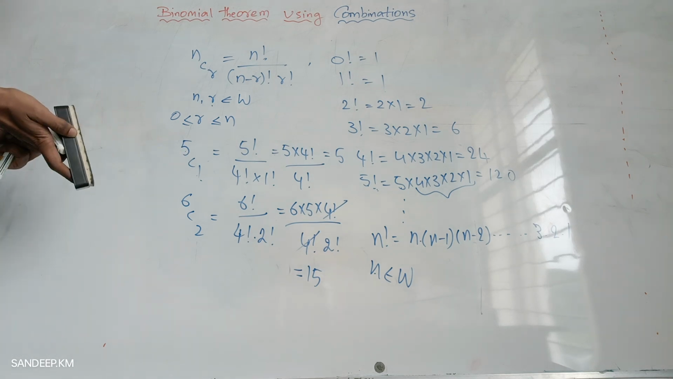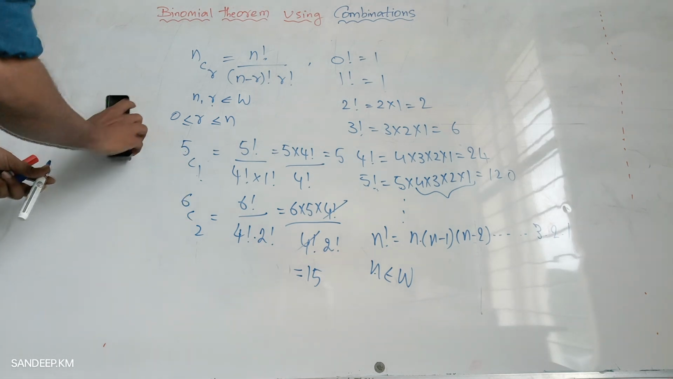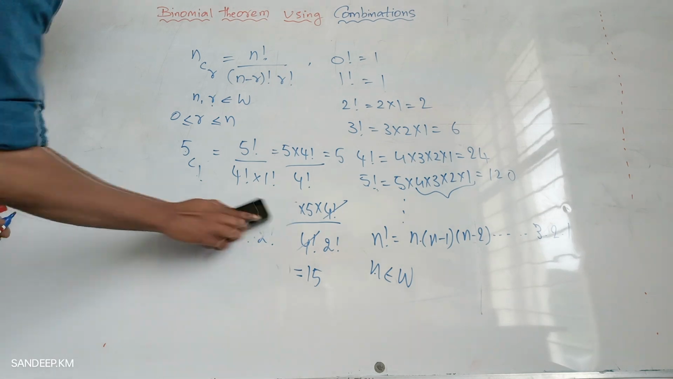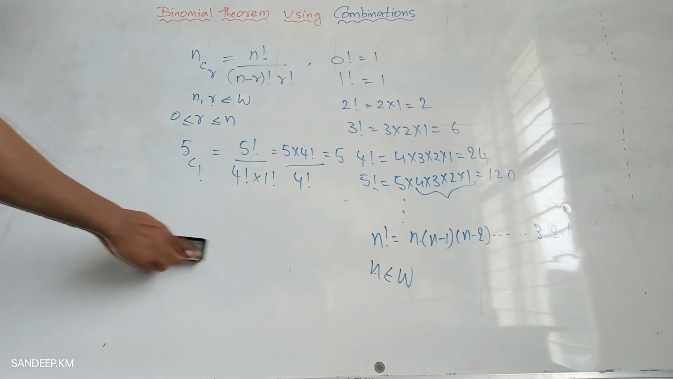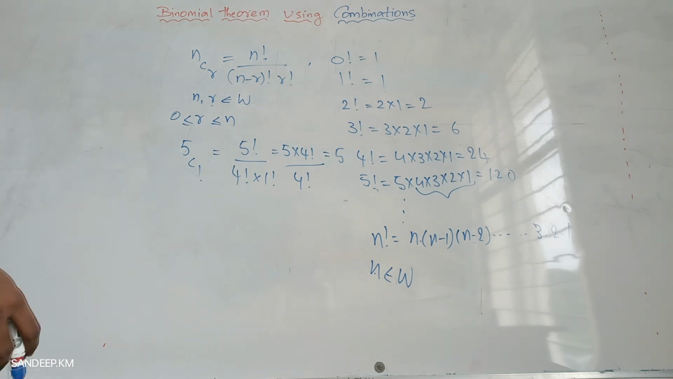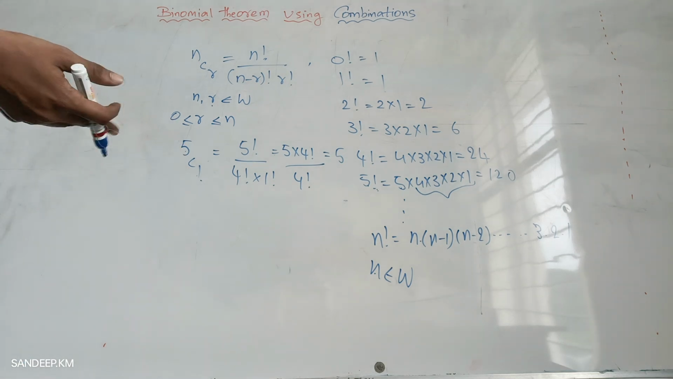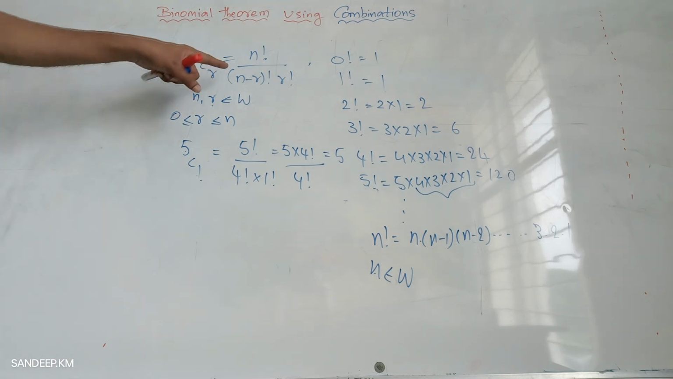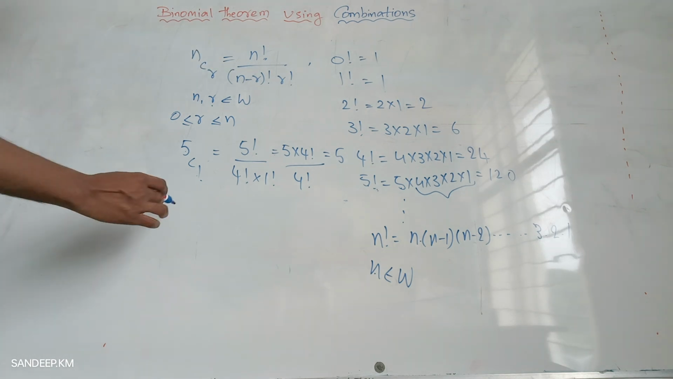Similarly, you can also learn what is 7C3. For example, with the same formula you can check what is 7C3. You will get the answer. Now shortcut. How to write 5C1, 6C2, 7C3, all this without using this formula directly.